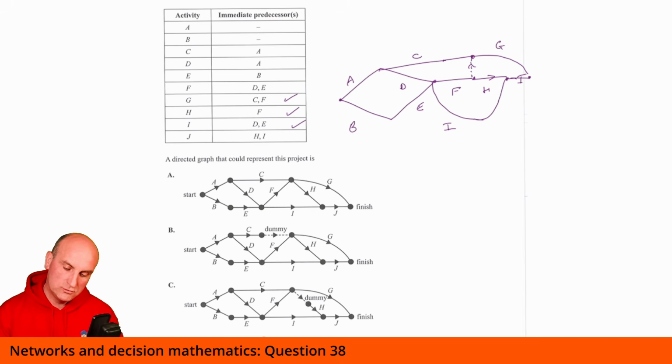C and F join together. Nope. So I've got C. Let's do this one. A, B, C and D come off of there. So there's my C and D coming off of A. F comes off of D and E. There is a dummy there between C and the start of G. So I've got my F here.